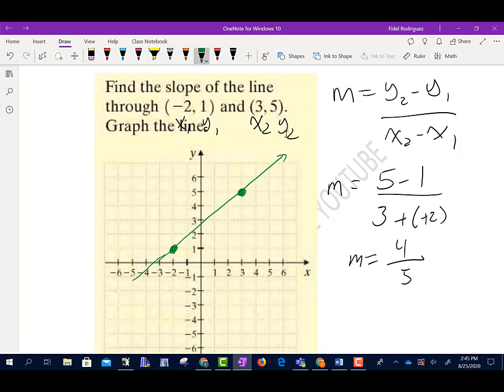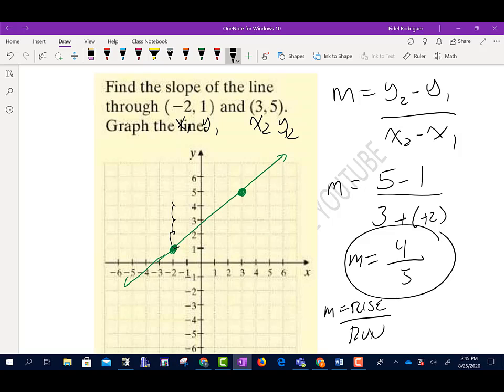Now, look at our slope. 4/5, right? Remember we call the slope the rise over the run. From this point here, I'm going to go up 4 spaces. Look, 1, 2, 3, 4. 1, 2, 3, 4, 5. Right? So up 4 and to the right 5.